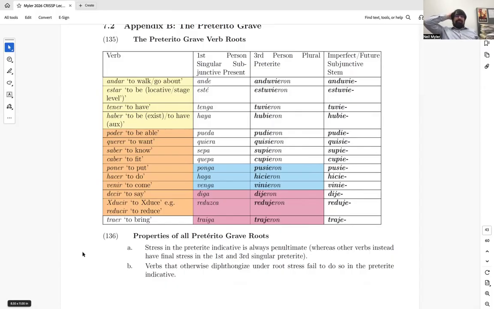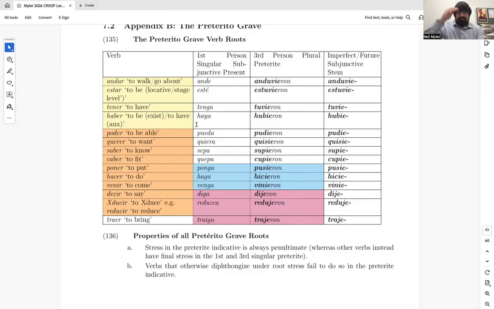So let's compare, for example, poder, to be able, which is one of these pretérito grave verbs, to perder, which is to lose, which is not one of these verbs. I lost is perdí, with stress on the ending. I could, I was able, I managed is pude. So it's got stress on the root rather than say pudi or podi or anything, right? Likewise, he or she or it lost is perdió with stress on the ending. He or she or it was able or managed is pudo, right? Not podió or pudió or anything like that.